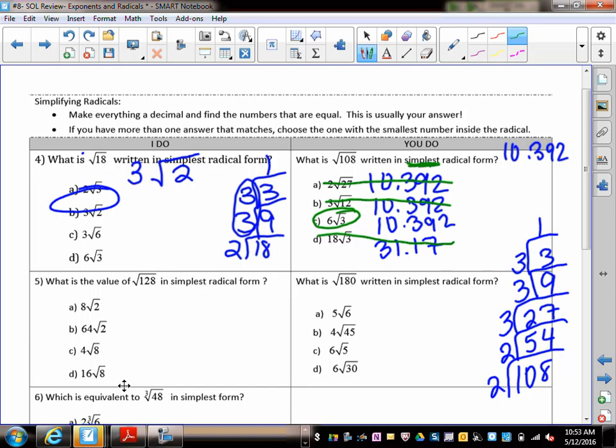So, what is a group of 2 that we have? Good, we have a group of 2s. What's another group that we have? 3. Good, a group of 3s.